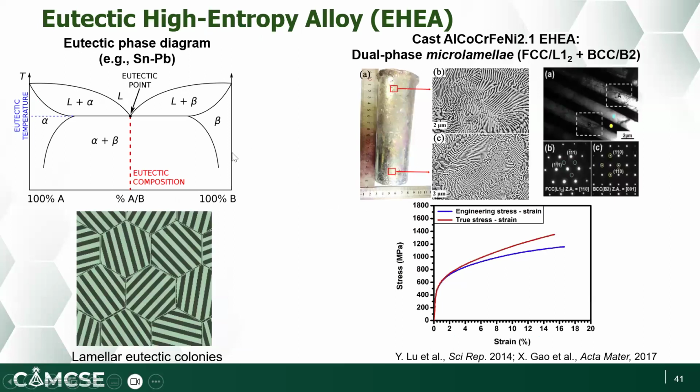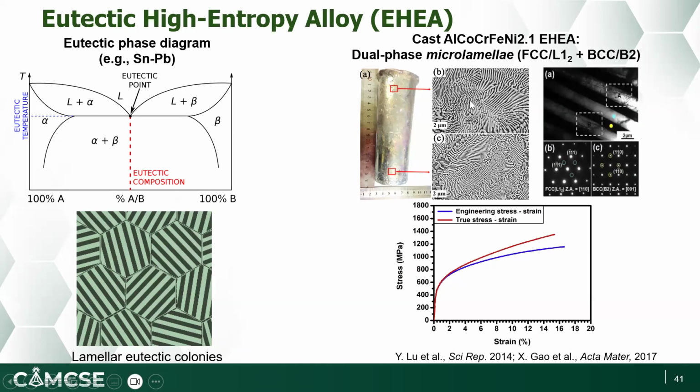I think most of us may be very familiar with the eutectic phase diagram. For a conventional eutectic alloy, such as a tin-lead binary eutectic alloy, if you melt this alloy and then cool it down slowly, you will get so-called laminar eutectic colony structures. Within each colony, you see dual-phase laminar structures.